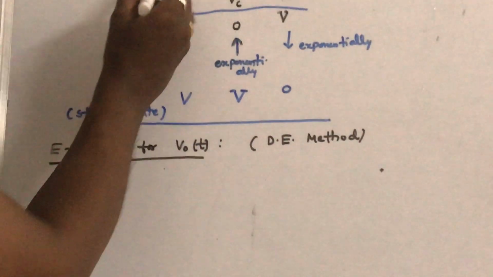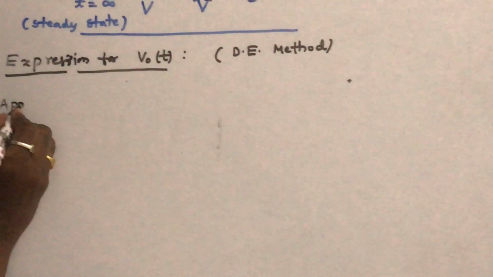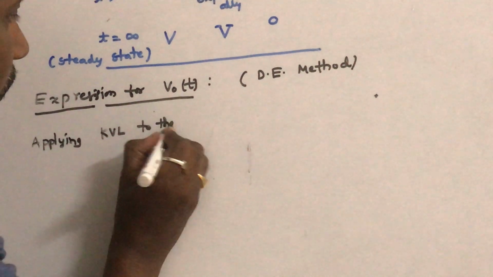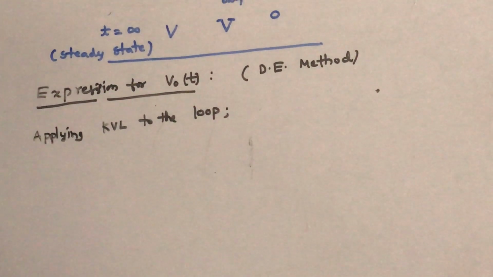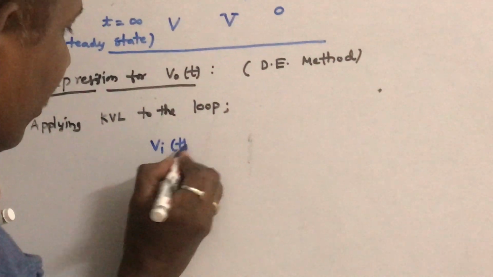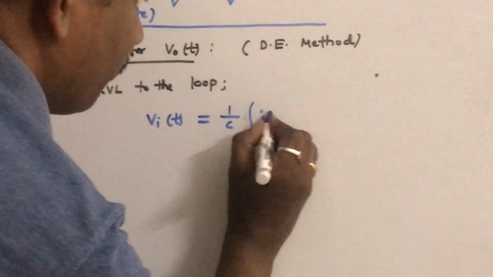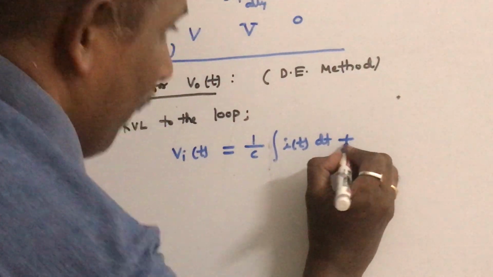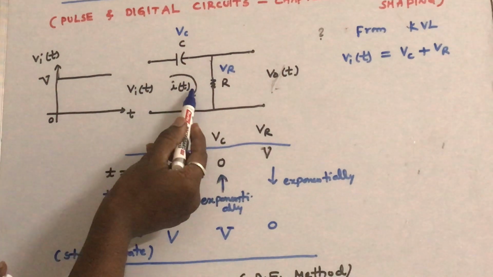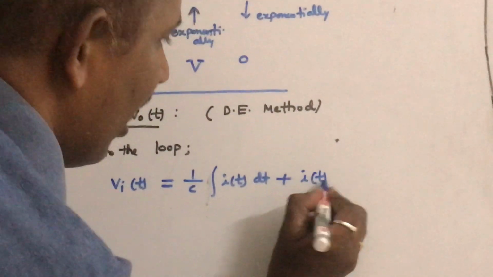Applying KVL, Kirchhoff voltage law, to this loop. What is the equation? VI of t is equal to the voltage across the capacitor, which is 1 by C into the integration of I of t dt, plus the voltage across the resistor, which is I of t into R.